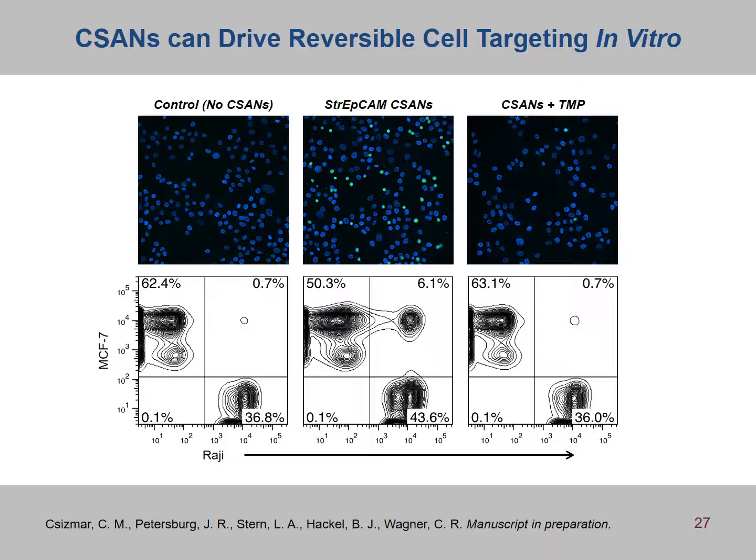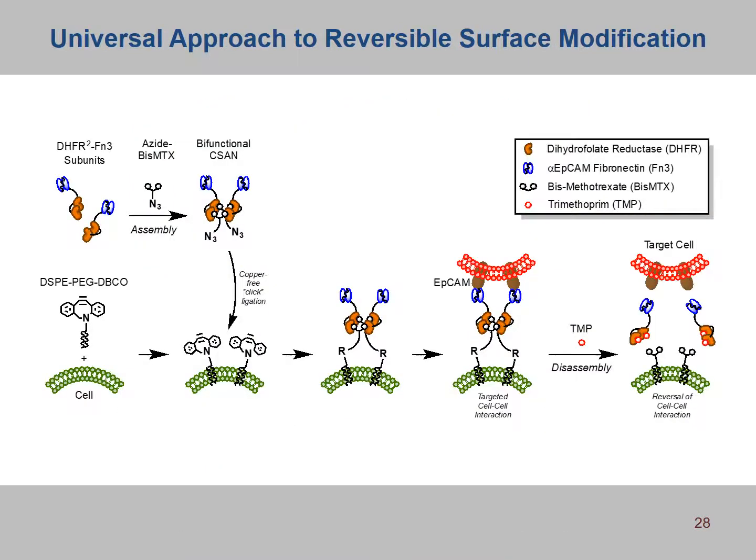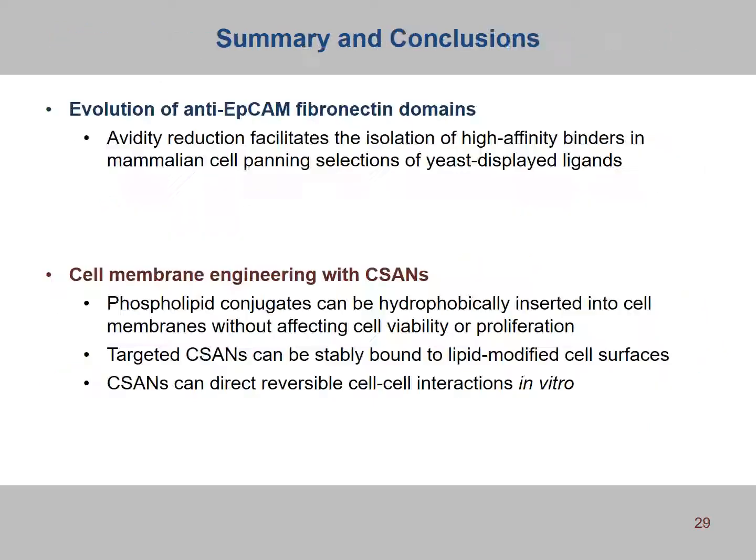A similar result was observed by flow cytometry, where the functionalized Raji cells were able to interact with the MCF7 cells, forming targeted cell clusters that survived the high flow conditions of the cytometer. Again, the intercellular interactions were reversible with trimethoprim. Putting it all together, we've developed a cell surface engineering approach where a self-assembled nanoring scaffold is installed on a lipid-modified cell surface. The C-SAN can then direct targeted cell-cell interactions, which are readily reversed with trimethoprim.